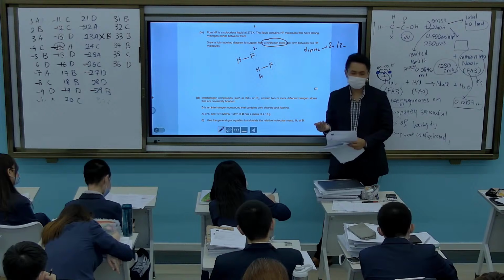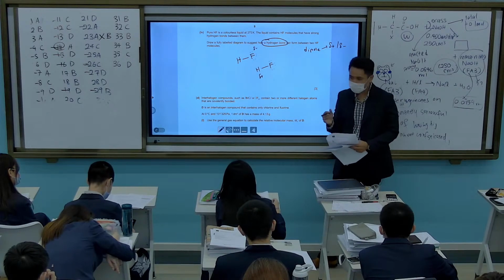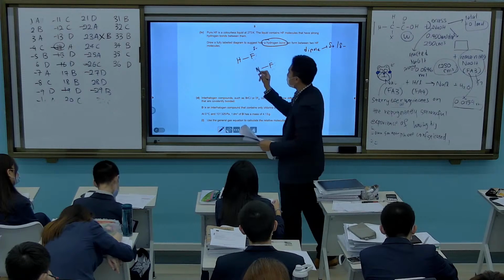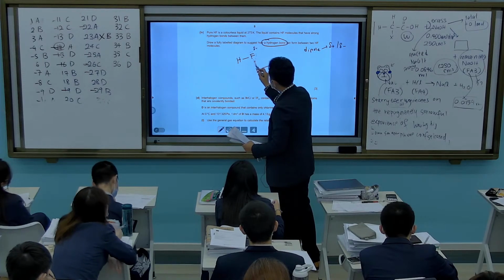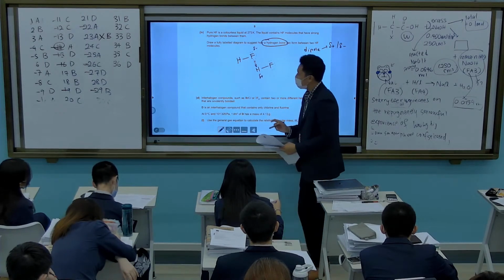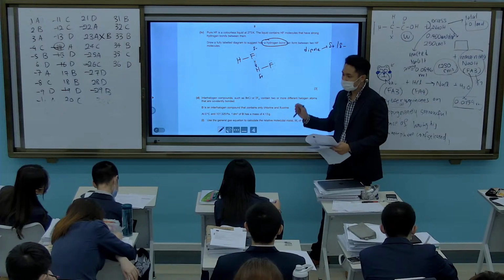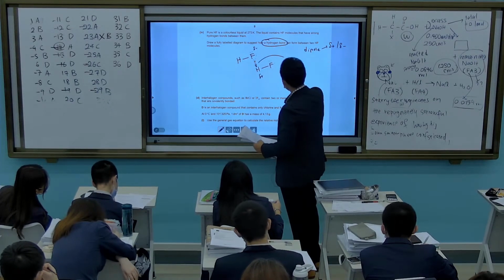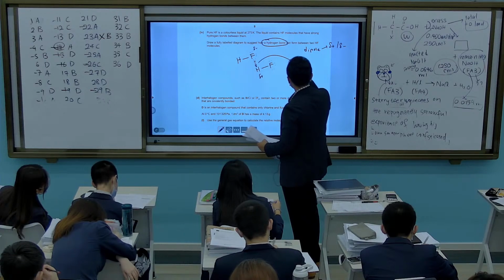And then what's next? If you want to draw a hydrogen bond, it must start from the lone pair of the δ− atom, and then it will go to the δ+. So now once you draw this, please label the hydrogen bond. So this one here, write down hydrogen bond.